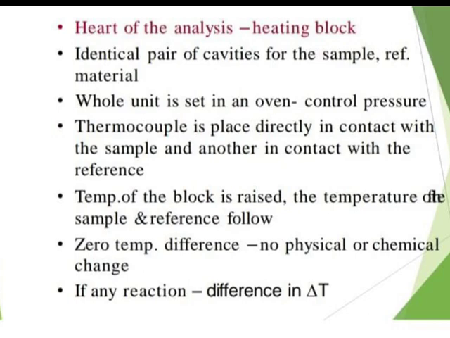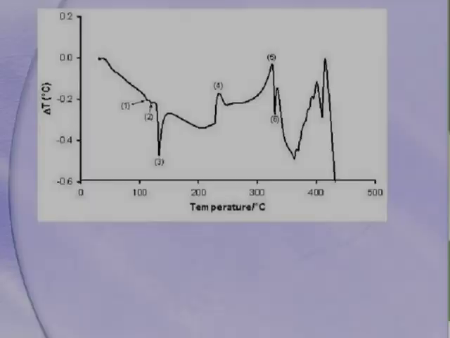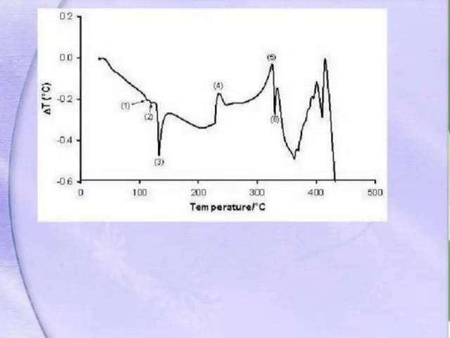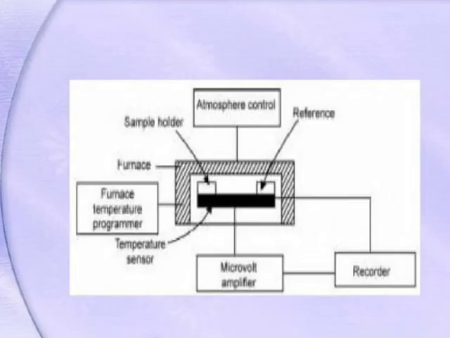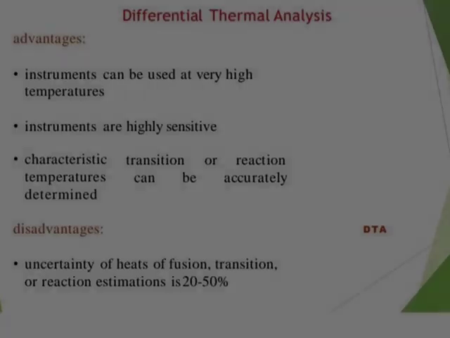The temperature of the block is raised. The temperature of sample and reference follow. Zero temperature difference means no physical or chemical change. If any reaction occurs, it gives a difference in temperature. This is a graph between temperature and temperature difference, and here is a figure of DTA instrumentation.